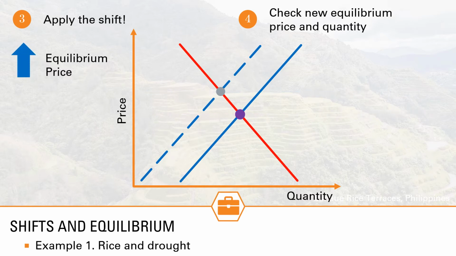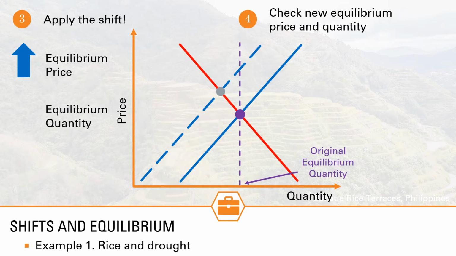And what happens to equilibrium quantity? What happens to the amount of rice produced? Well, first of all, we draw a line there again, this time a vertical line, because we're looking at quantity, and that's the original equilibrium quantity. And let's look at the new equilibrium quantity, the gray one there. For graphs, from left to right, we are increasing quantity. However, for this one, notice the original equilibrium quantity is more than the new equilibrium quantity. So there's a decrease in the equilibrium quantity, right?